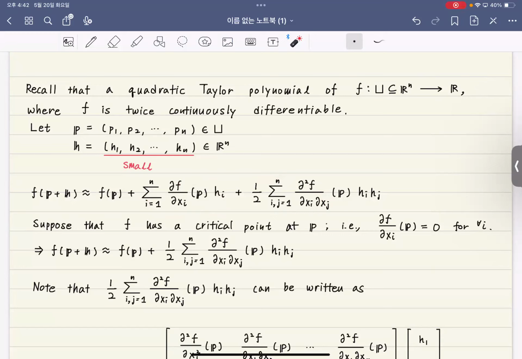But suppose that f has a critical point at P. In other words, suppose that f has a local maximum or local minimum at point P. Then the first partial derivative equals 0 for all i. Therefore, all these terms equal 0, so the linear term vanishes. So the function value of f at P plus H is this constant plus this degree 2 polynomial, right?